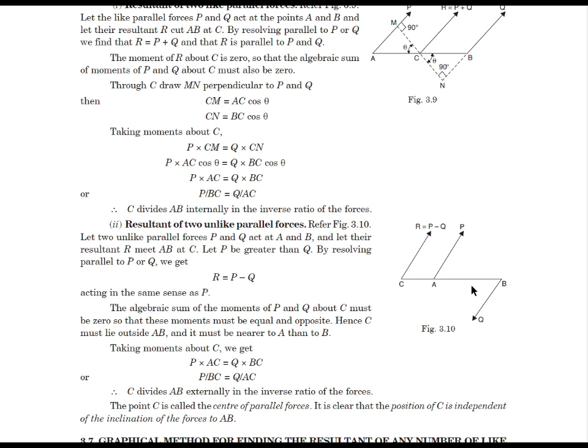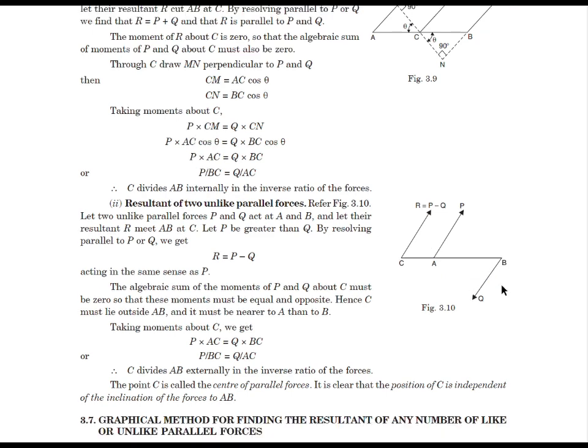If the force P is larger, the resultant will be P minus Q, and because P is larger, the point will move outwards towards point A, so that the force P into the perpendicular distance between A and the resultant line will be equal to the moment caused by the force Q.